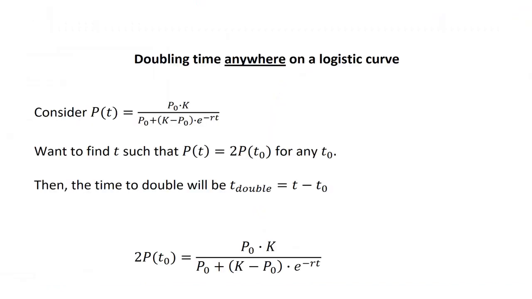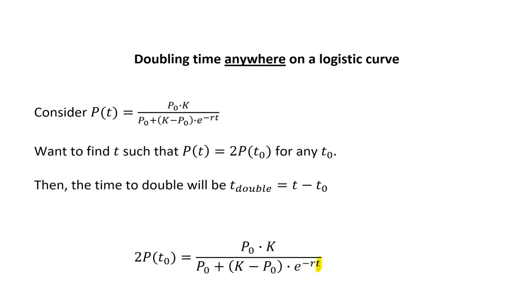So just like we did earlier when we calculated the doubling time anywhere on an exponential curve, we're now going to do the same to find what is the doubling time anywhere on a logistic curve, which means we want to find t such that p of t is equal to 2 times p of t naught, the population at another time, for any time t naught. And that means the time to double will then be t minus t naught. So we begin. We take our equation that you see here, and we double it. So we say 2 times p of t naught for some particular value is equal to p naught k over p naught plus (k minus p naught) times e to the negative rt.